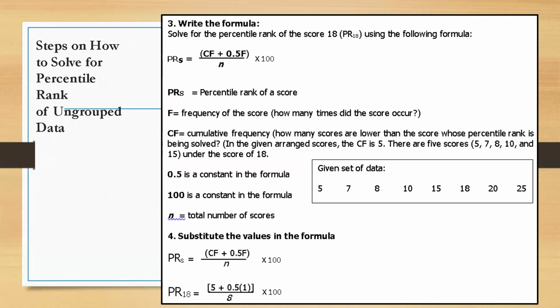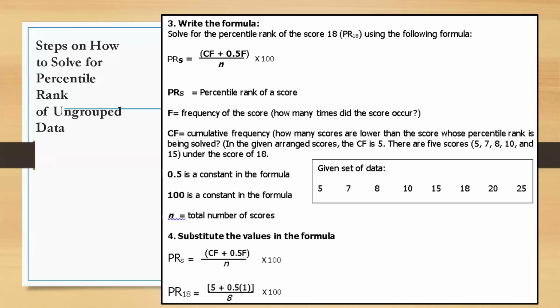The CF, or the cumulative frequency, tells us how many scores are lower than the score whose percentile rank is being solved. 0.5 and 100 are constants. The F, or the frequency, tells us how many times the score occurred, and the N is the total number of scores. Step 4, we substitute the values in the formula.